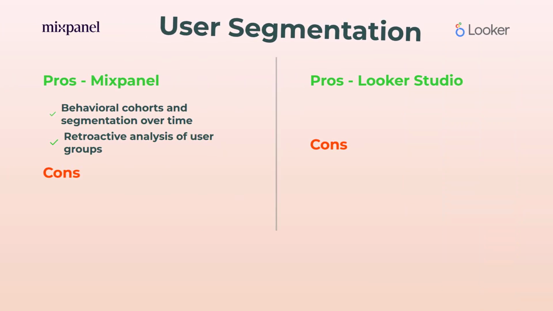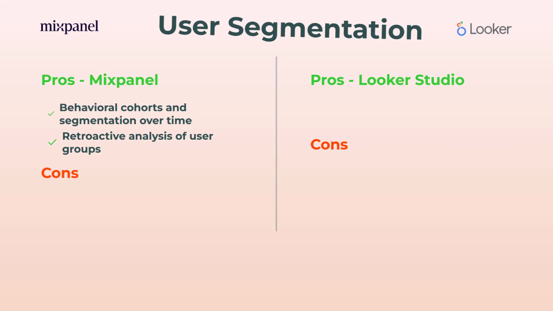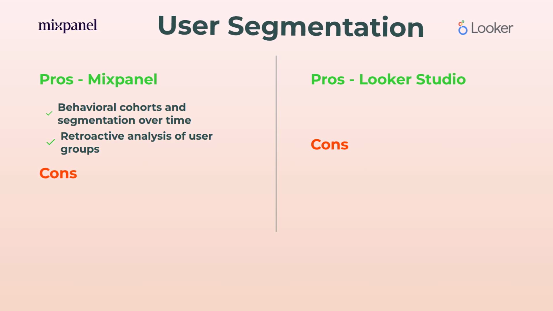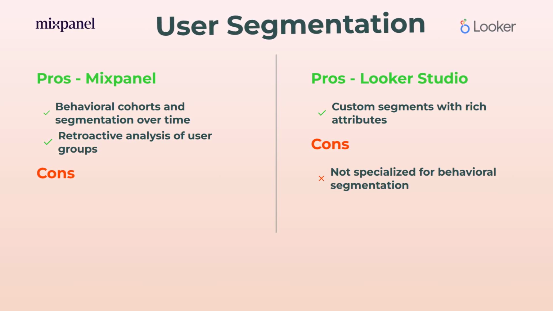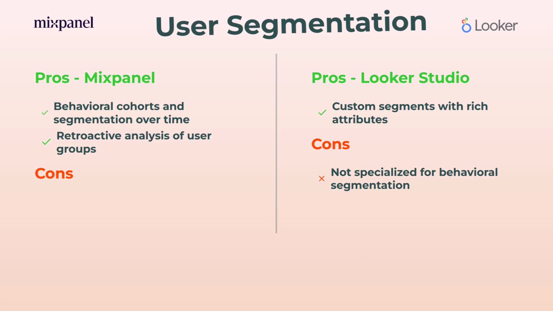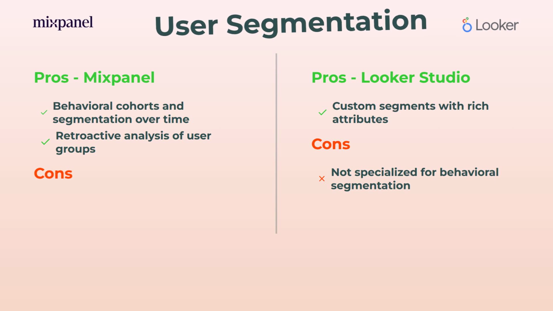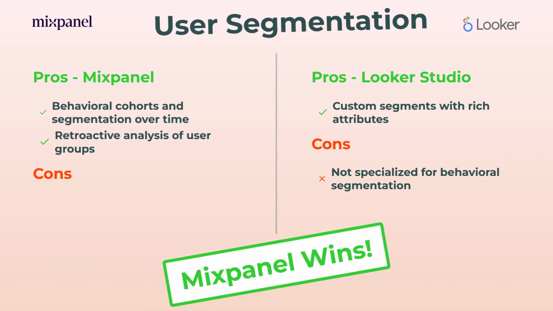All right, user segmentation. Mixpanel is actually pretty slick here. It lets you slice and dice behavioral cohorts, even looking back at user histories like a time machine. Retroactive analysis is a neat trick. If you want to see how power users behave versus newcomers, it just works. Looker Studio lets you set up segments with rich attributes too, but it's not tuned for those real ninja-level behavioral comparisons. So, hands down, Mixpanel wins this category.